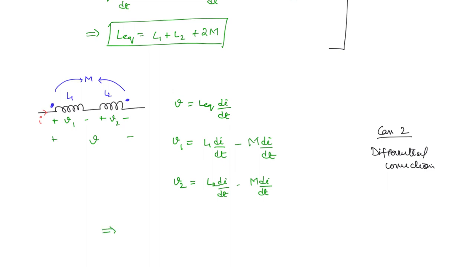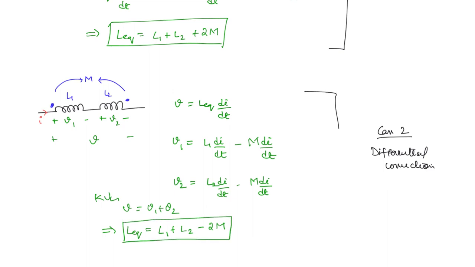So for the final equivalent inductance, by KVL, V is equal to V1 plus V2. Then you will get the result L equivalent is equal to L1 plus L2 minus 2 times M. So this is the expression for a differential connection. You have to be careful whenever you are writing the equivalent impedance when there is a mutual inductance as well. Now what about the case of parallel connection?